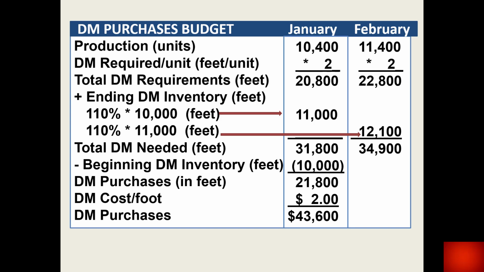We began February with 11,000 feet since we ended January with that amount. So we only need to buy 23,900 feet. The cost per foot is $2. Direct material purchases are $47,800 for the month of February.